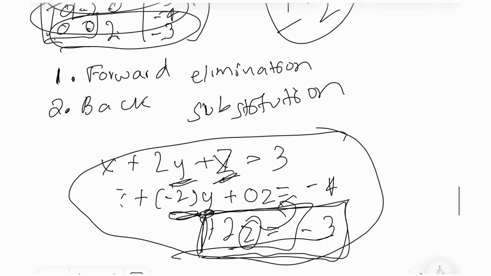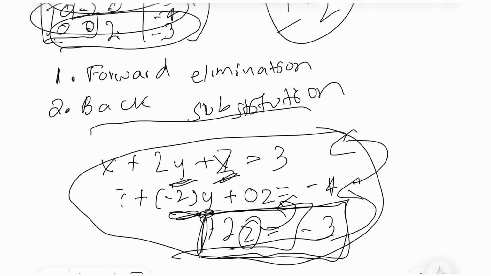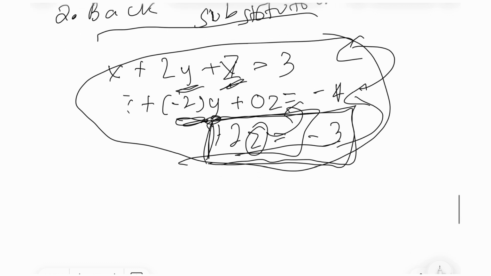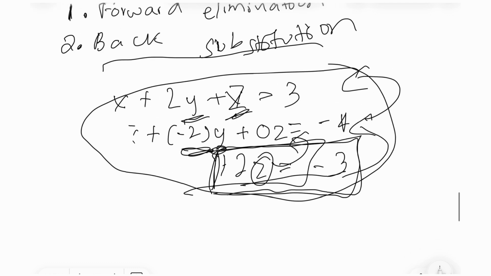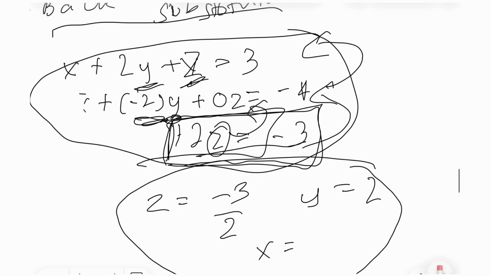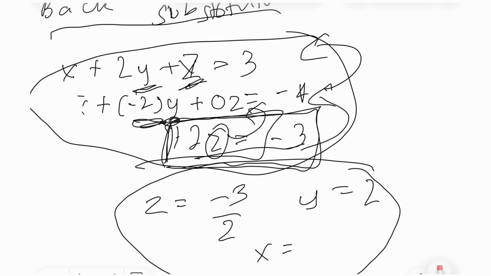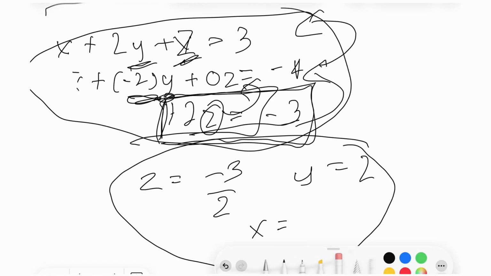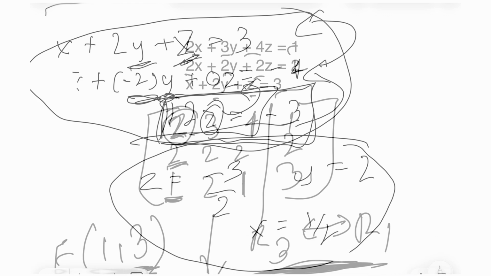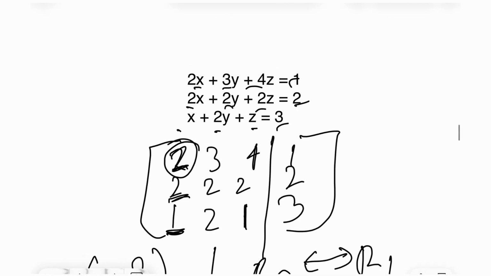Now you get why it's called back substitution. We're just going backwards and substituting. That's it. That's literally it. We've just solved this pair of linear equations using Gaussian elimination. We found the values of x, y, and z. Now this was Gaussian elimination.